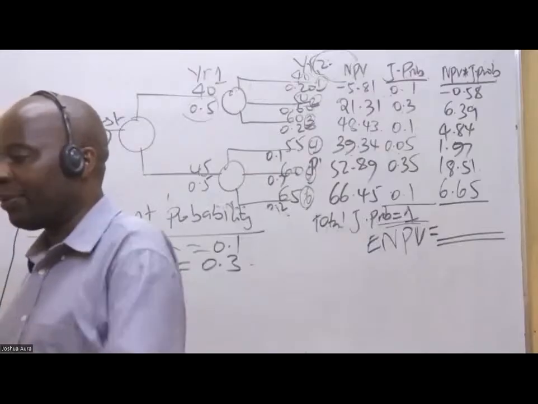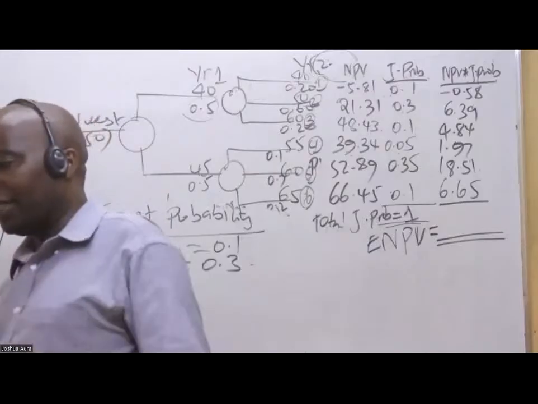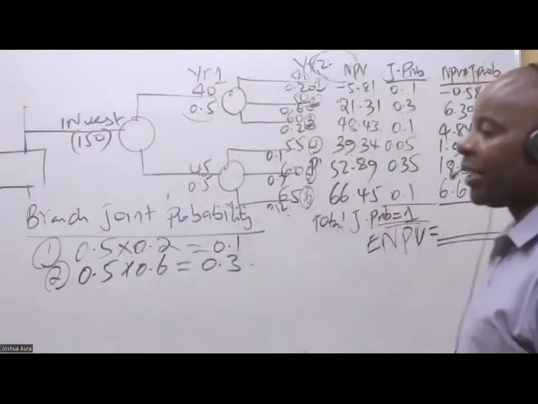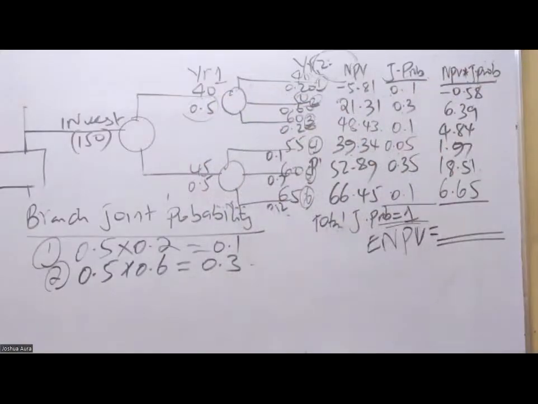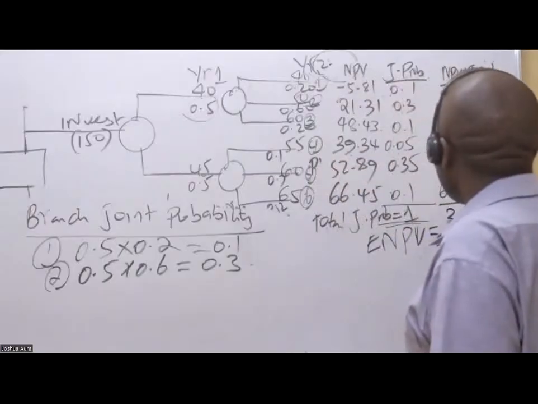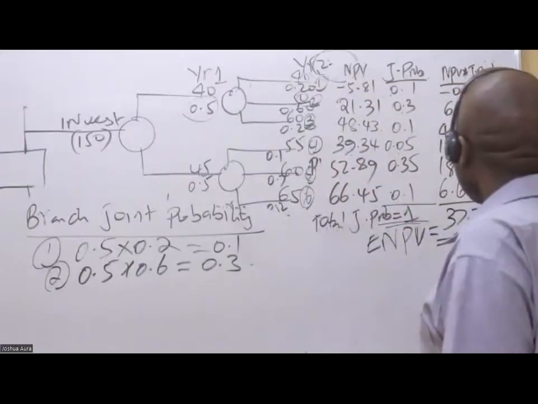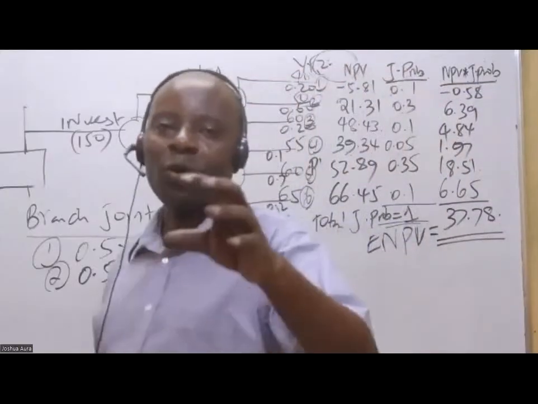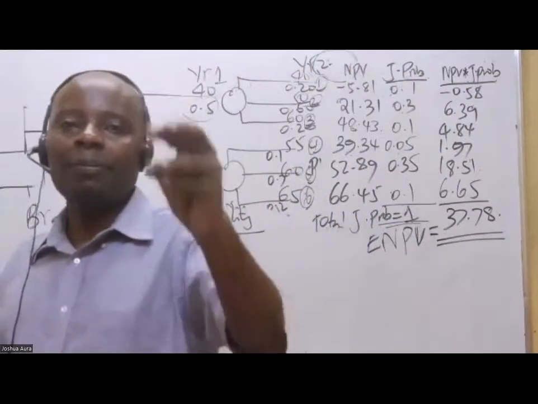What do we expect? Please add for us everything. Expected net present value, not NPV. This is expected. Expected, I'm being told, is 37.78. Thank you so much. And that is what the examiner was asking us in part 1.